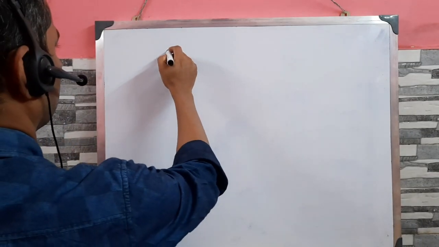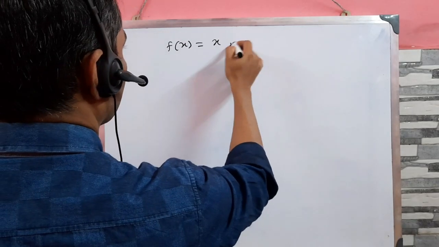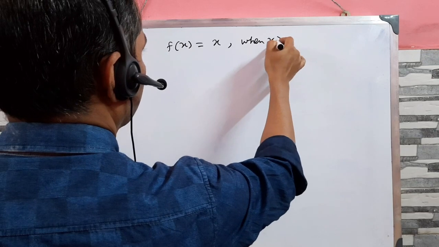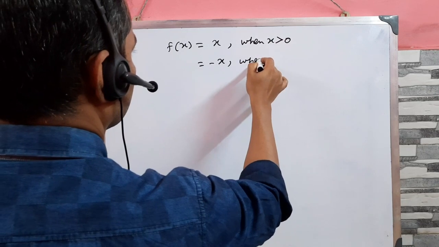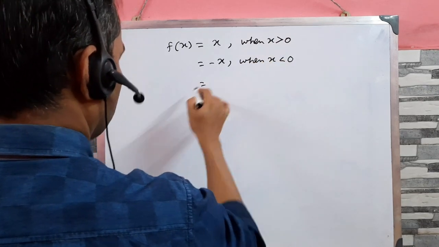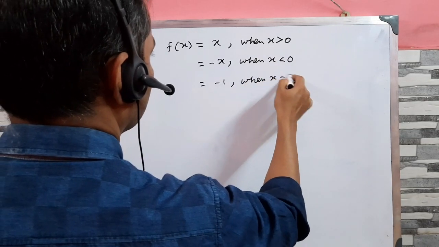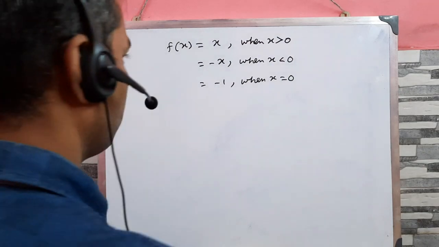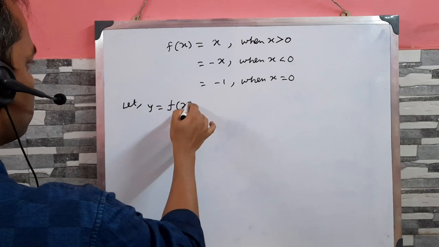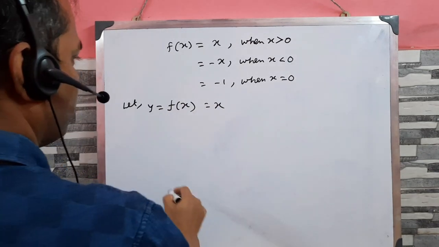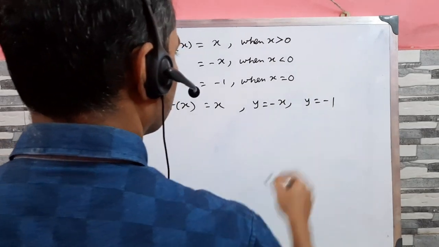First sum is f(x) equal to x when x greater than 0, equal to minus x when x less than 0, equal to minus 1 when x equal to 0. So let y equal to f(x). So y equal to x is one function, another one is y equal to minus x, another one is y equal to minus 1.